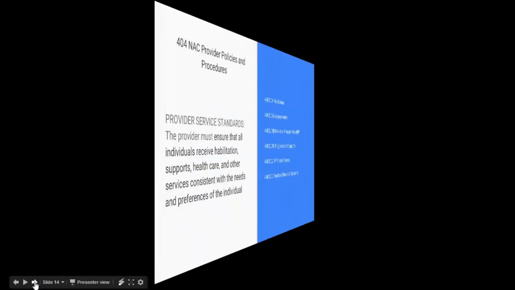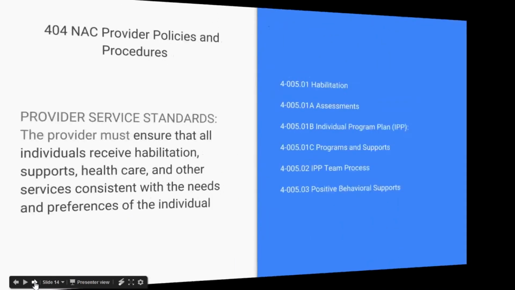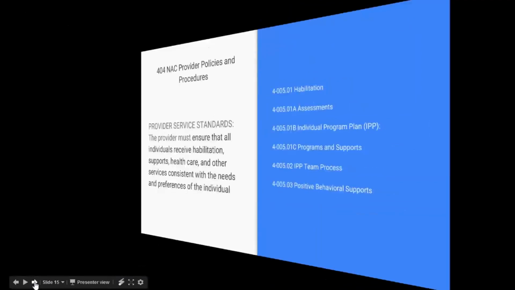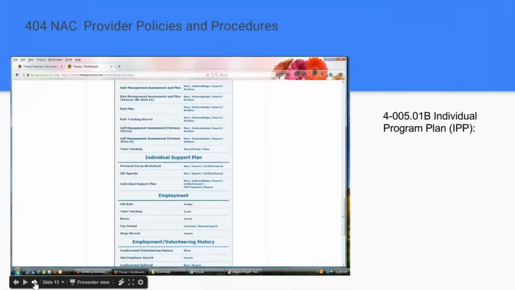And as everybody knows, the ISP module is mandated within Nebraska. Sometimes what I think we forget is that it's a combination of all of those. It is the personal focus worksheet, the agenda, and the individual support plan. Oftentimes, and guilty as charged, we go straight to the individual support plan and only look at that and don't consider the personal focus worksheet and ISP agenda as we're providing services and supports throughout the year. And yet it is a combination of all of those that makes a complete document.